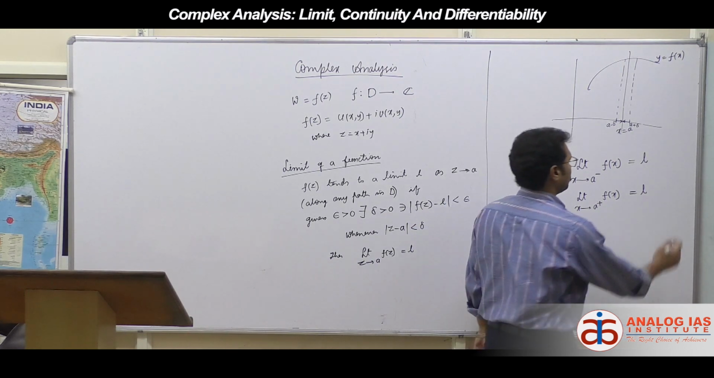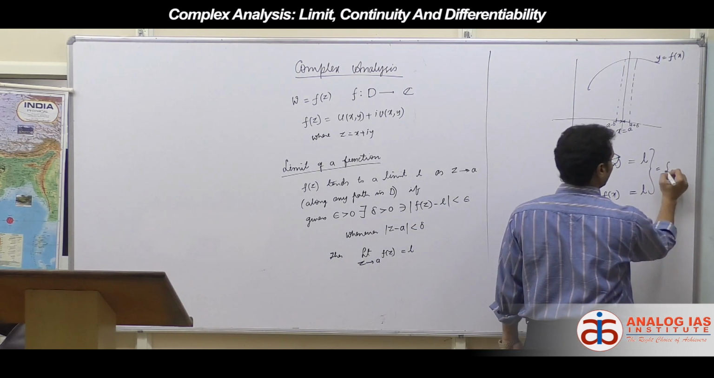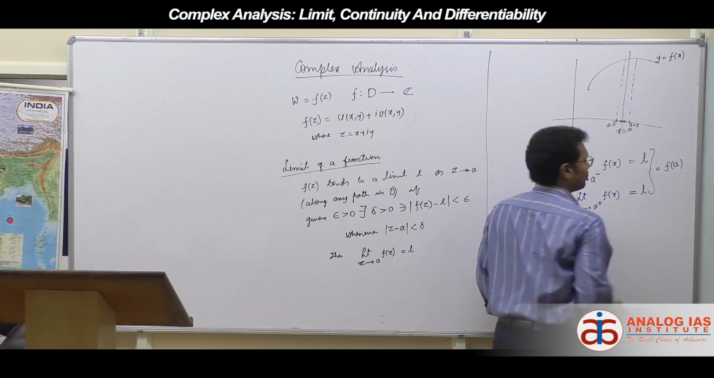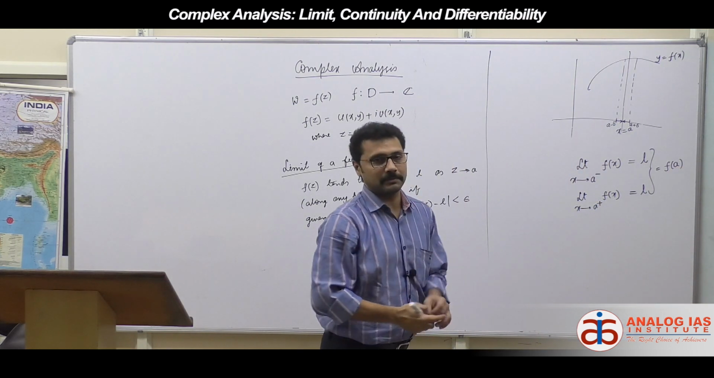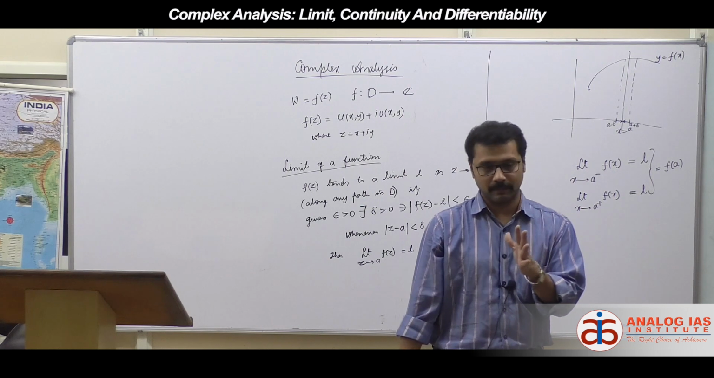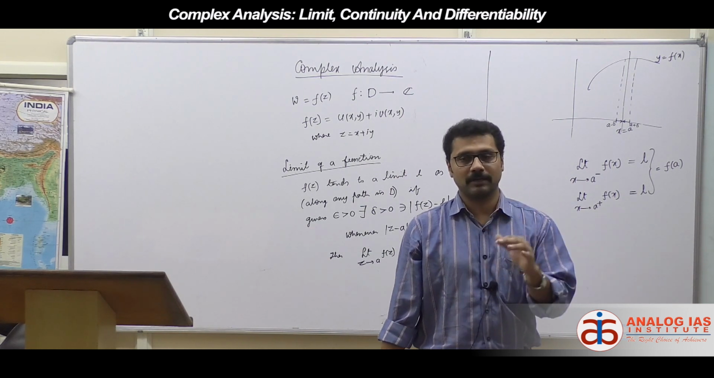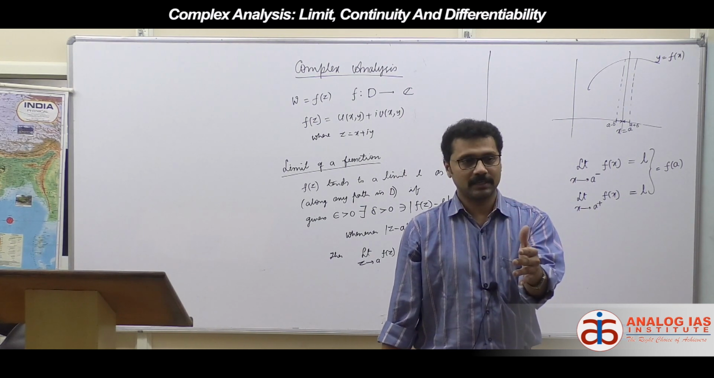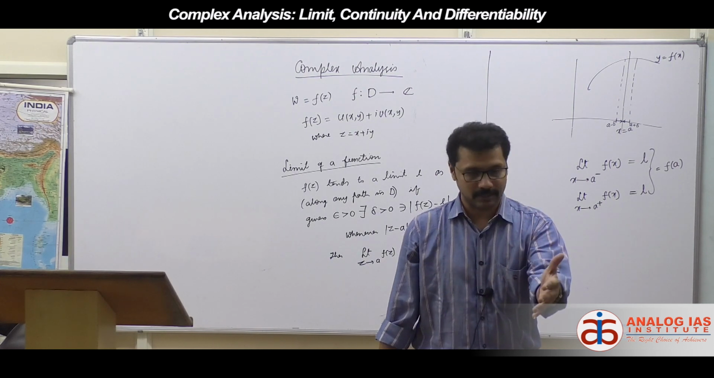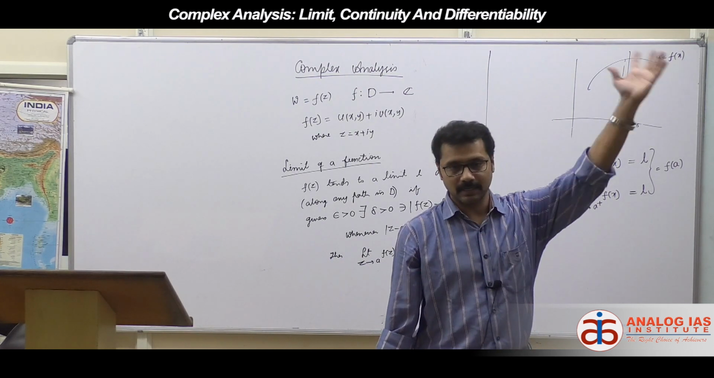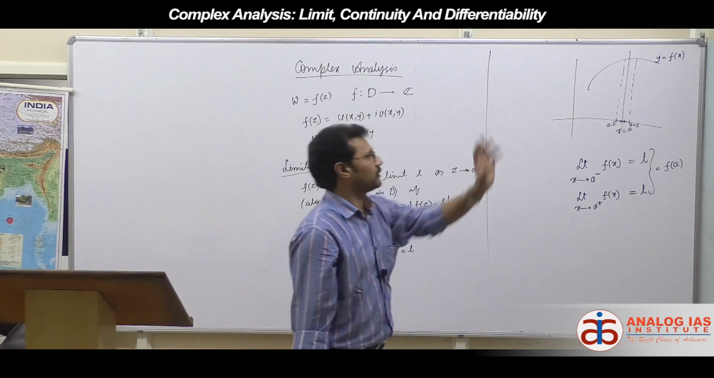Of course, if this is exactly equal to f of a, that means left hand limit equal to right hand limit, the limit exists and is equal to f of a, then we say that the function is continuous at x equal to a. That's what we learned in our +2 level or whatever.